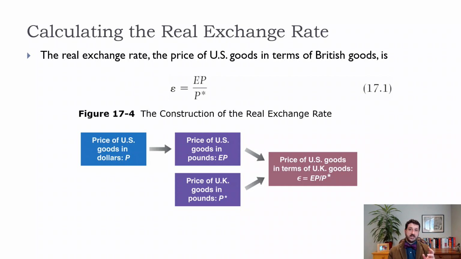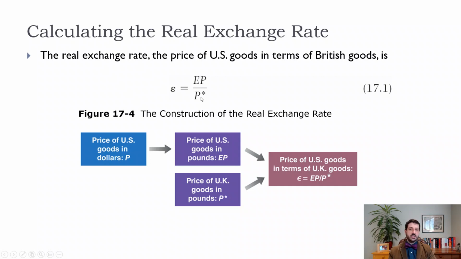And then in order to get it in terms of UK goods, we need the UK price index, right? And so that is P star. And so we're in pounds now. P star is in pounds. So we divide by P star, and now the pounds cross out, and we're back in goods. And so our epsilon, this is just a different version of epsilon here, is EP over P star. So the exchange rate times the domestic price level divided by the foreign price level.